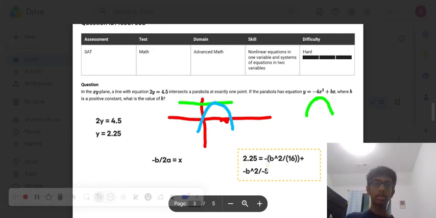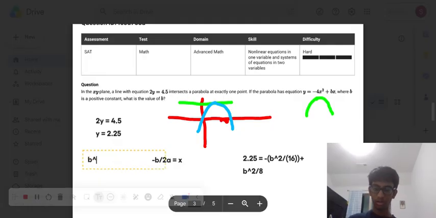So you have b squared over negative 16 plus the negative b squared over negative 8. These negatives cancel out, right? And we're left with minus b squared over 16 plus b squared over 8. And what we can do is simplify this a bit. How are we doing this? Well, we're taking the common denominator. This becomes 2b squared over 16 minus b squared over 16, and that becomes b squared over 16. I actually made a mistake there.